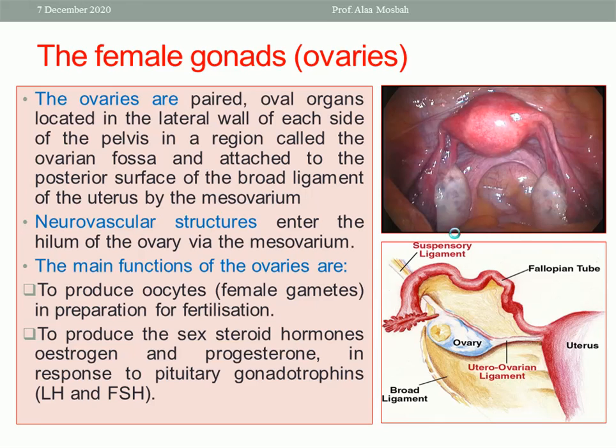What about the female gonads? The ovaries, as you see in the picture, are paired oval organs located in the lateral wall of each side of the pelvis in the ovarian fossa, attached to the posterior surface of the uterus, as you see here, with the utero-ovarian ligament.